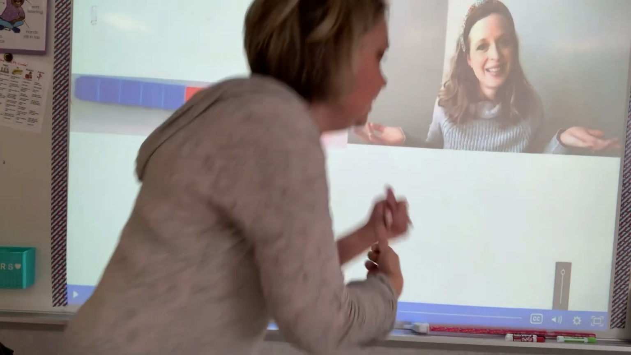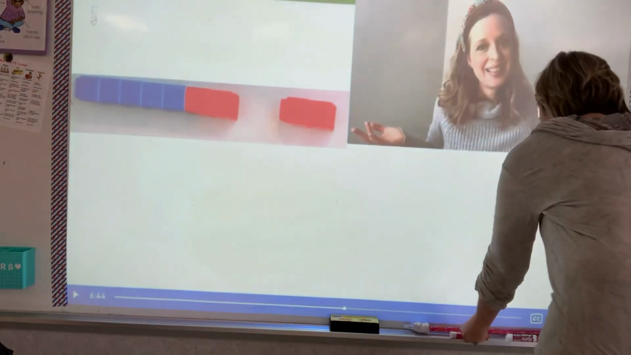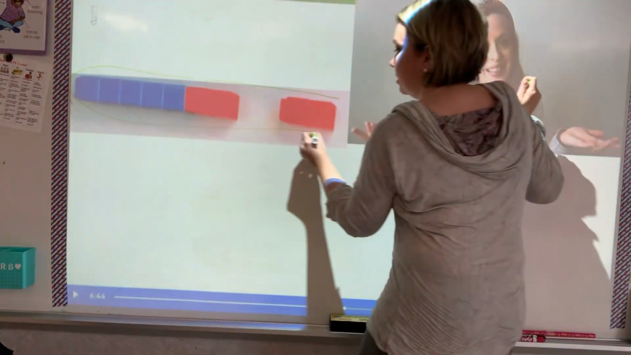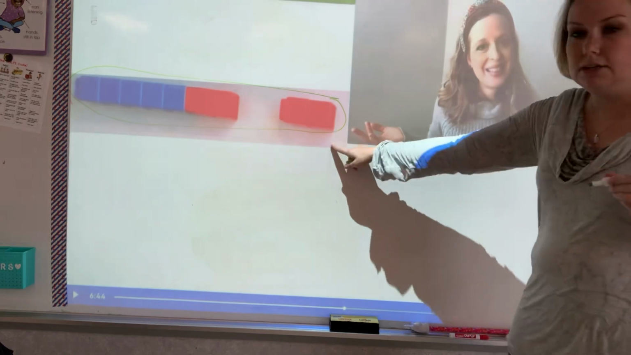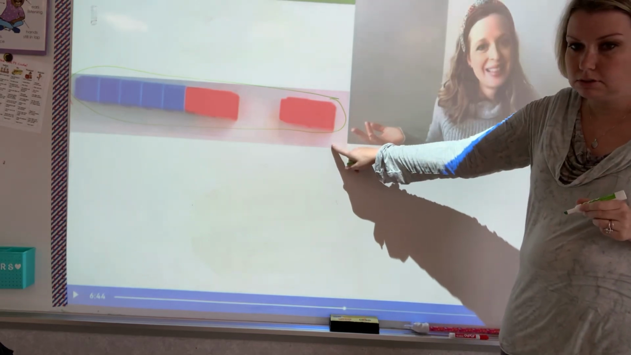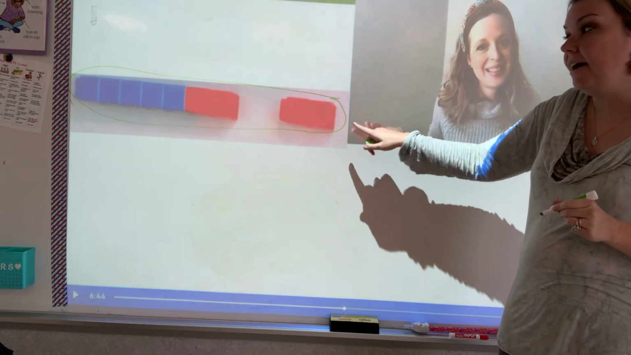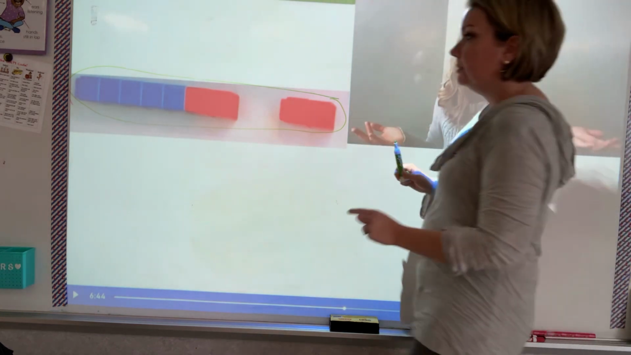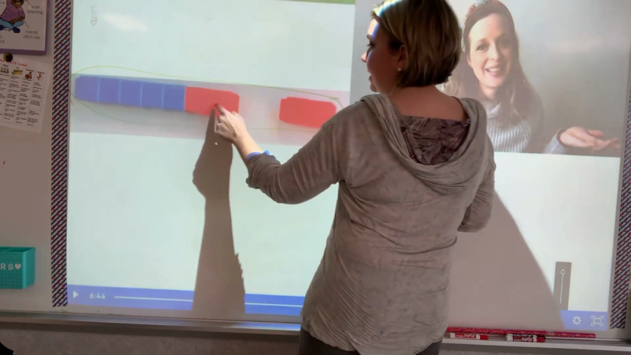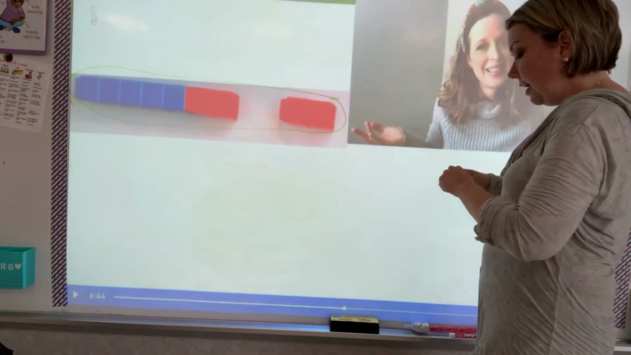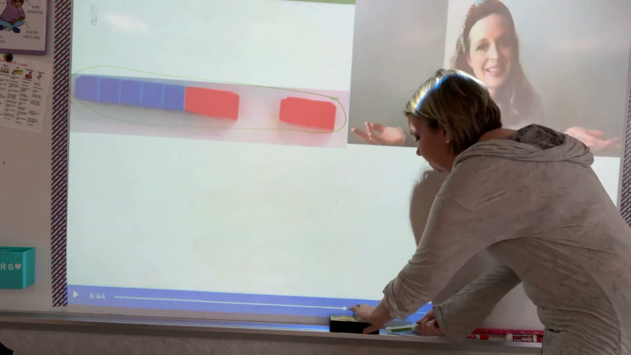Think about what she's saying, you guys. Look at this. Are there still 9 cubes? Yeah, there's still 9 cubes. I have 5, 6, 7, 8, 9. I still have 9. It's just some are moved over.